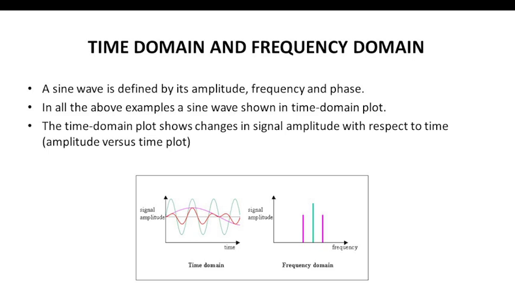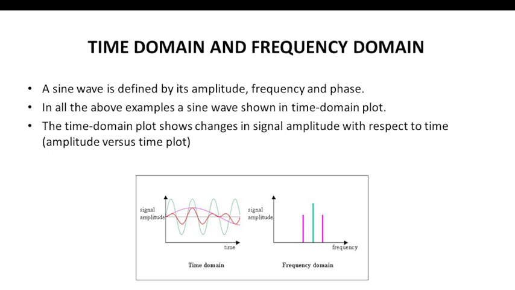In the example, a sine wave is shown in the time domain plot. The time domain plot shows changes in signal amplitude with respect to time. As you see in the diagram, in the time domain, the signal amplitude changes according to time. The phase and frequency are not explicitly measured in the time domain.